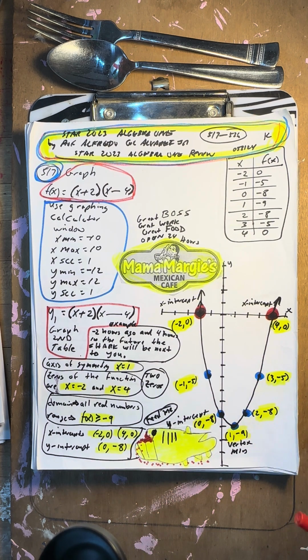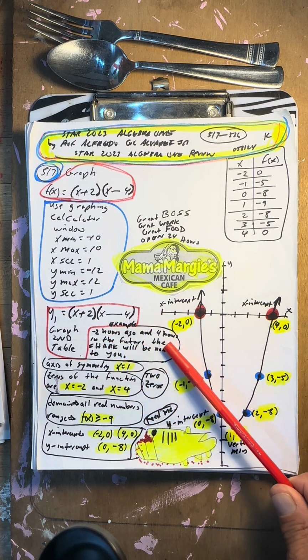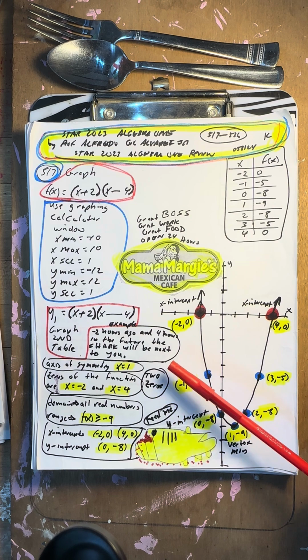Okay, so we have zeros of the function right there. Or think like this: 2 hours ago, 4 hours in the future, the shark will be right next to you. The shark will be 0 feet from you. How's that? All right, let's go to the next question.